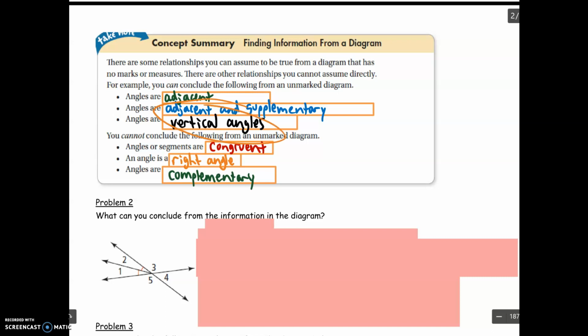We can tell if angles are vertical angles because we can just continue those opposite rays. But what I can't tell is if they're congruent by looking at them. And even if they look like they're the same angle measurement, I need to be sure by measuring that. I can't tell if it's a right angle for the same reason. I can't just guess. I need to know if it's marked as a right angle, or if I know that it's exactly 90, it's a right angle. Otherwise, I can't tell if it looks close to a right angle or not. And for the same reason, if I can't tell if something's a right angle, I'm also not going to be able to tell if they add up to 90 degrees, so I can't tell if they're complementary.